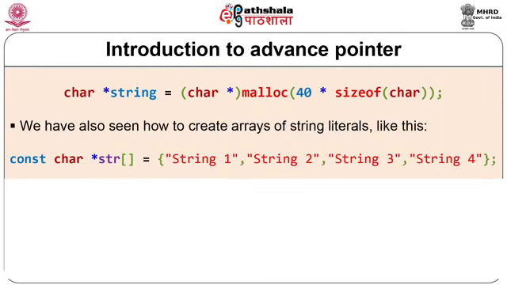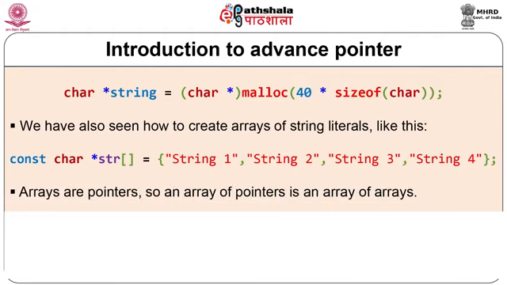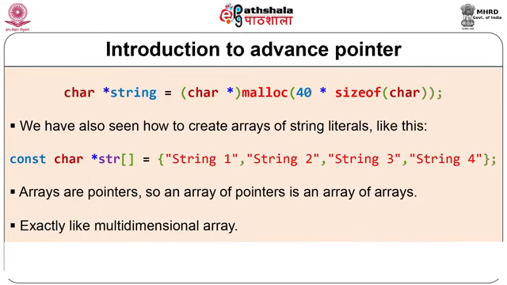We have also seen how to create an array of string literals like const char *str[] = {string 1, string 2, string 3, string 4} and so on. This last example is a kind of multidimensional array. Remember that arrays are pointers. So an array of pointers is an array of arrays, and that is exactly like a multidimensional array.